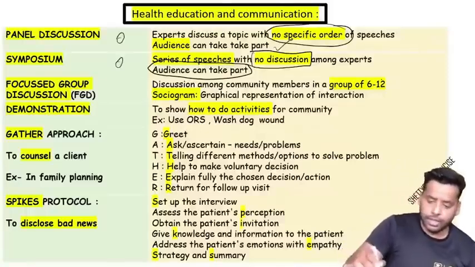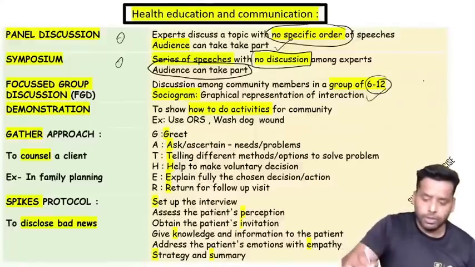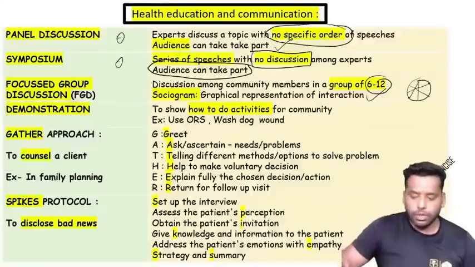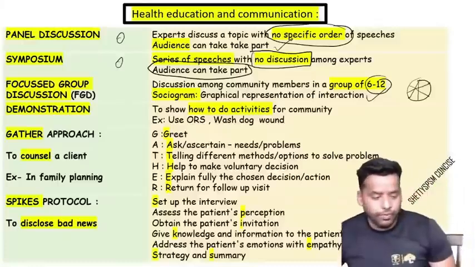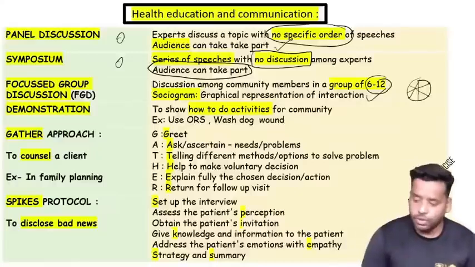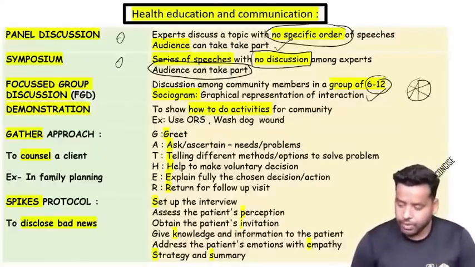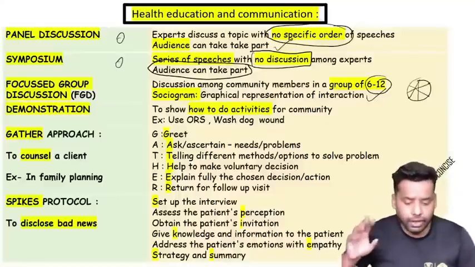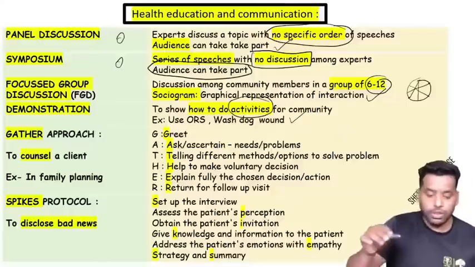Focus group discussion. When they are sitting in a circle and discussing a topic, how they are interacting, what image is used to show the level of interaction, who is speaking to whom, what is that image called? Focused group discussion. Sociogram is used. Sociogram is used to show the level of interaction.